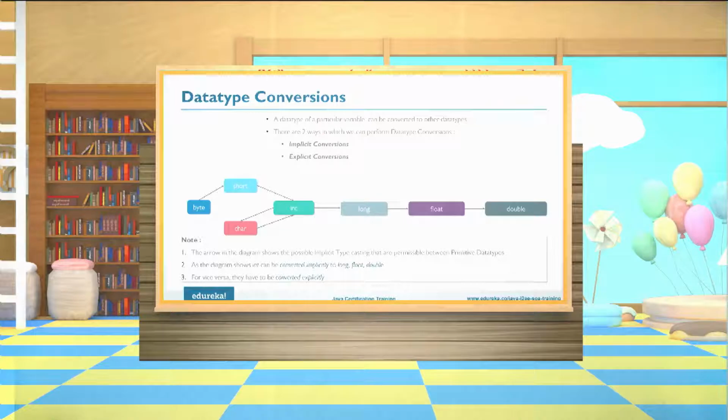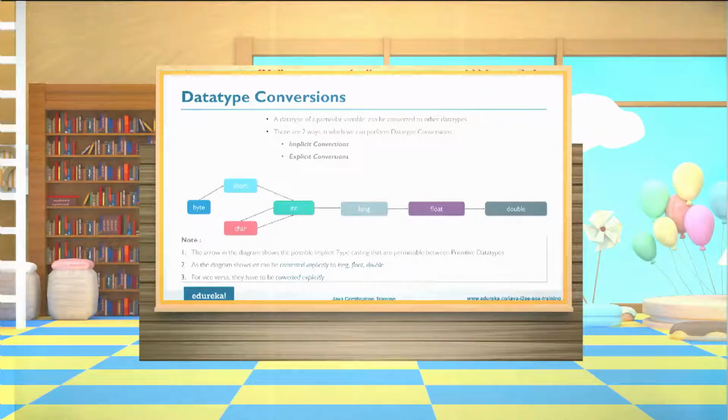So we have implicit and explicit conversions. In some cases, programmers don't have to actually write explicit conversions from one data type to another, but in many cases, programmers need to. So the arrow in the diagram shows the possible implicit type casting that is permissible with primitive data types. It's just with primitive data types, right? As the diagram shows, int can be converted implicitly to long, float, double. Since int takes less space, it could be applied to any of the numbers. For vice versa, they have to be converted explicitly.